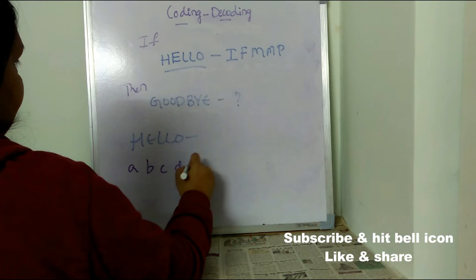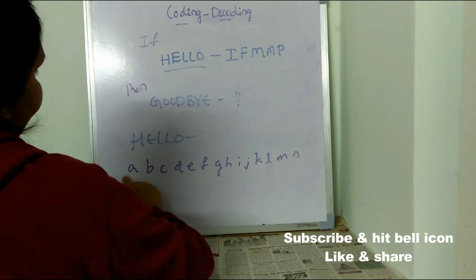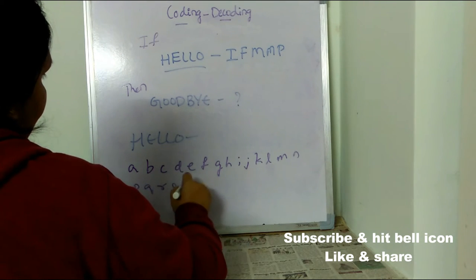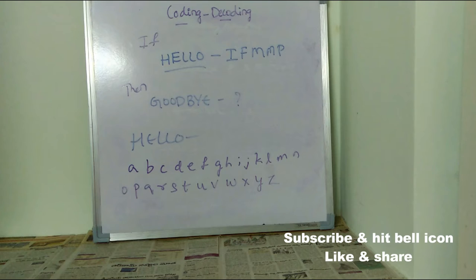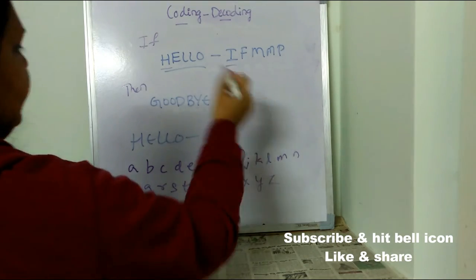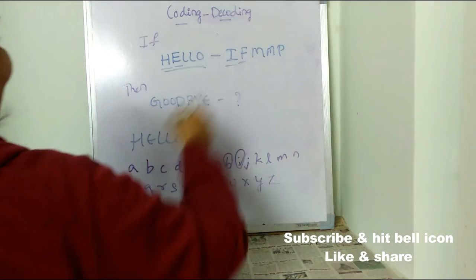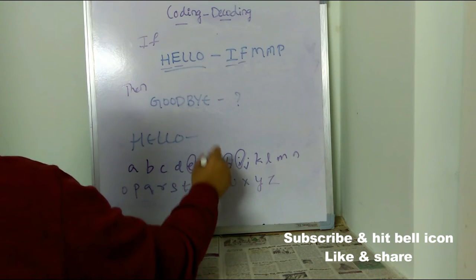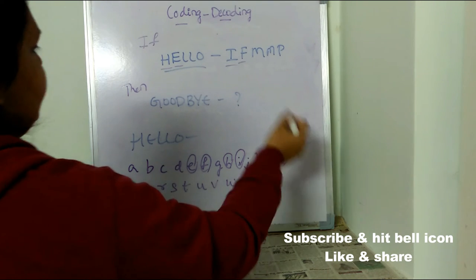A, B, C, D. Yes, I've written all these. Okay, so now see, what is the relationship between H and I? Where is H? Here, and I is next to H. Now what is the relationship between E and F? E, next letter is F. Now what is the relationship between L and M? L, next letter is M.